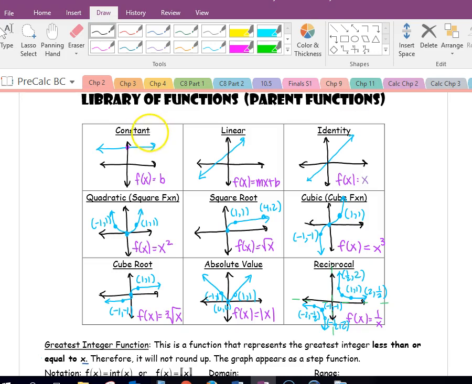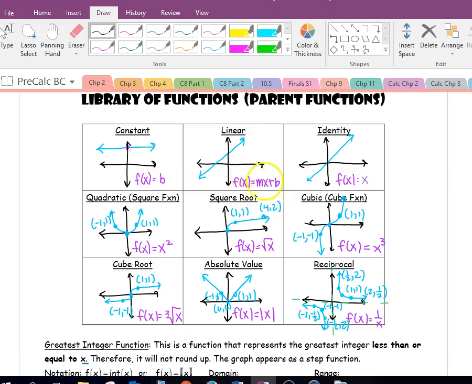So to start, we have a constant. When we say constant, we're talking specifically about a horizontal line, and it would have an equation f of x equals b. B also represents your y-intercept, the y level that each of your points is going to be at. So all of these would be at the same height as your y-intercept.